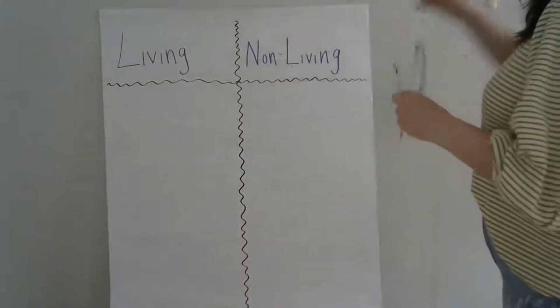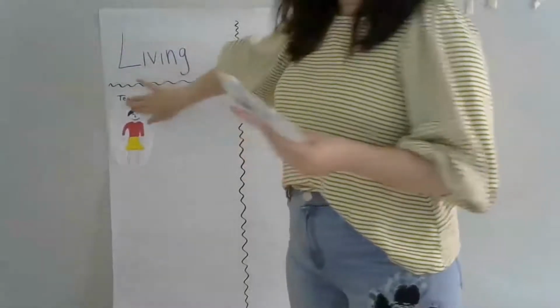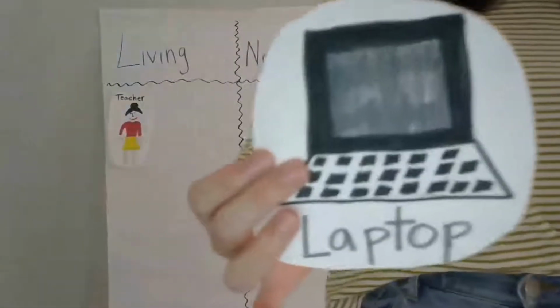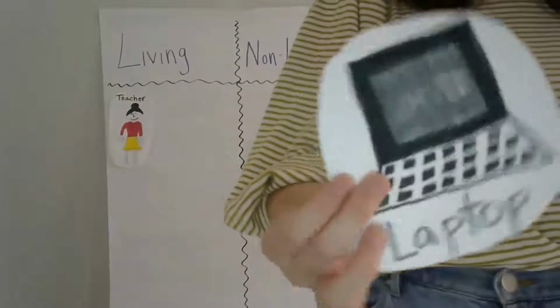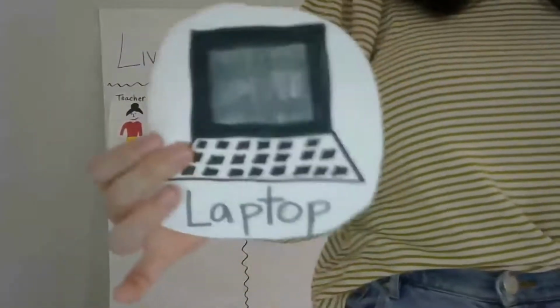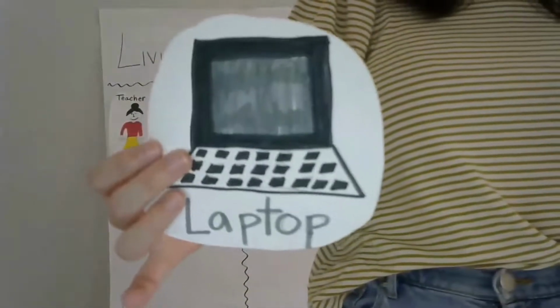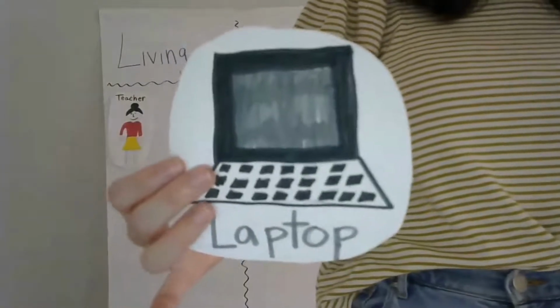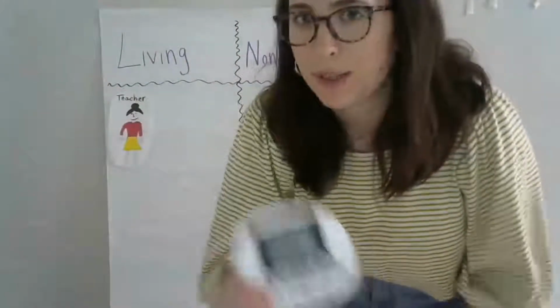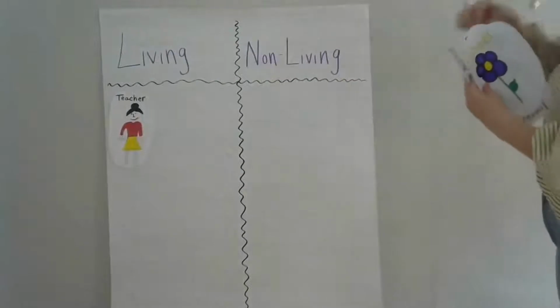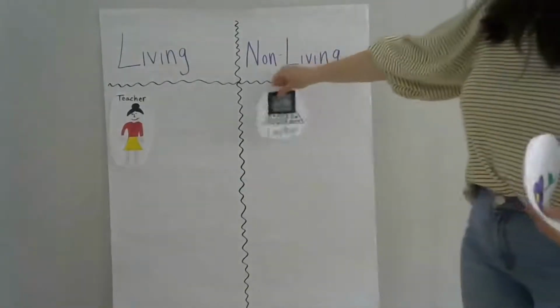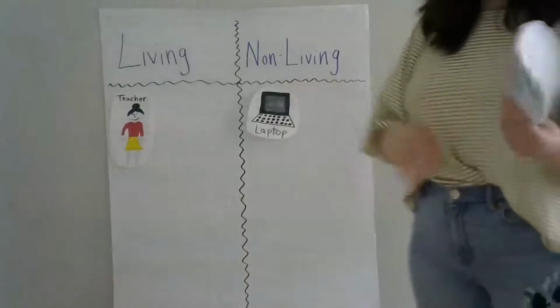That's right, teacher is a living thing. All right, we're off to a good start. Next one here is laptop. Laptop's an electronic. It's kind of like a phone or a TV or a computer. You need some space to keep your laptop, but if you put water on your laptop, it would break. What do you think? Living, non-living? Great job. A laptop is a non-living thing.